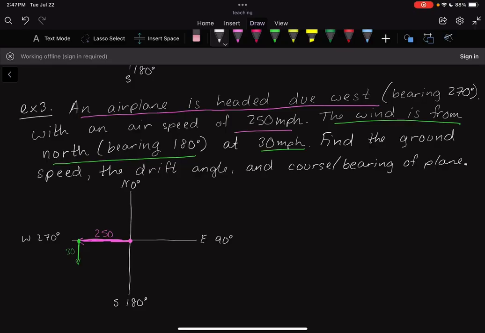Okay, so far we have our plane and we have the wind. Now I want us to think about where our plane is actually going to go. The plane is trying to go straight 270 degrees. The problem is as it's flying, the wind is pushing it down. So the plane is actually going to go this way.